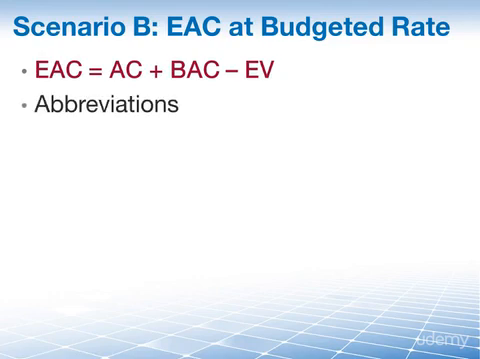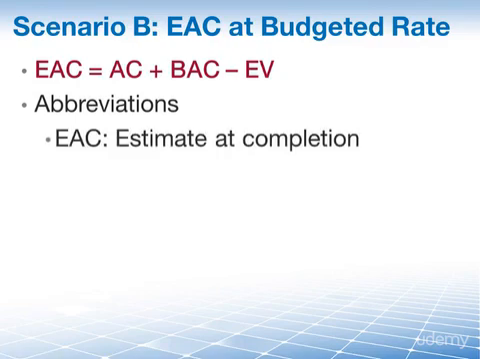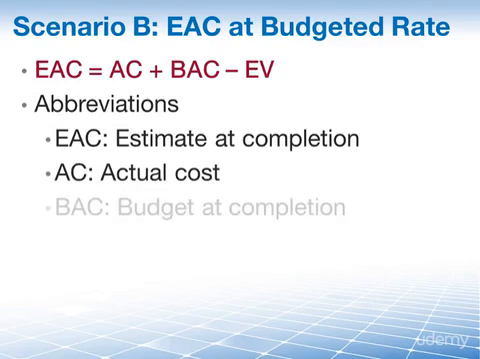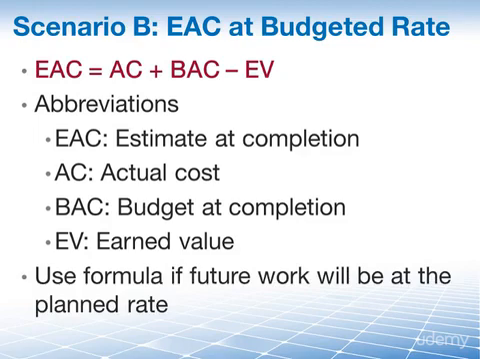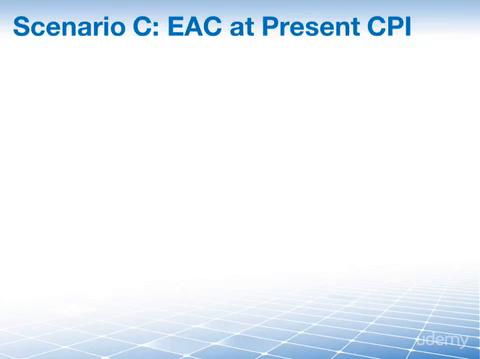In terms of the abbreviations, EAC is the estimate at completion. AC is our actual cost. We take that and add to this our original budget, which is the budget at completion, and we subtract how much we would have theoretically earned on our project as of today, which is our earned value. Note again that this formula only makes sense if future work will occur at the planned rate, which was used when we set up our original budget. So in scenario B, we said our current project performance is wrong. We have to use our planned performance to calculate estimate at completion.